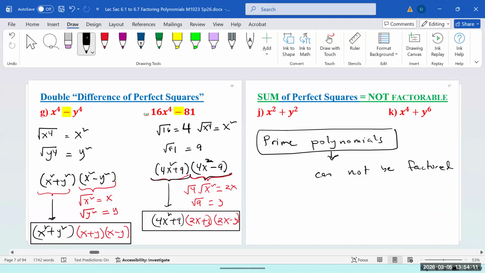I'm going to say factor and then give you a bunch of polynomials. So if you see plus, you're going to say not factorable. And you get 1 point. Easy 1 point. Factor completely. So if you factor halfway, you're going to lose points. Factor completely.